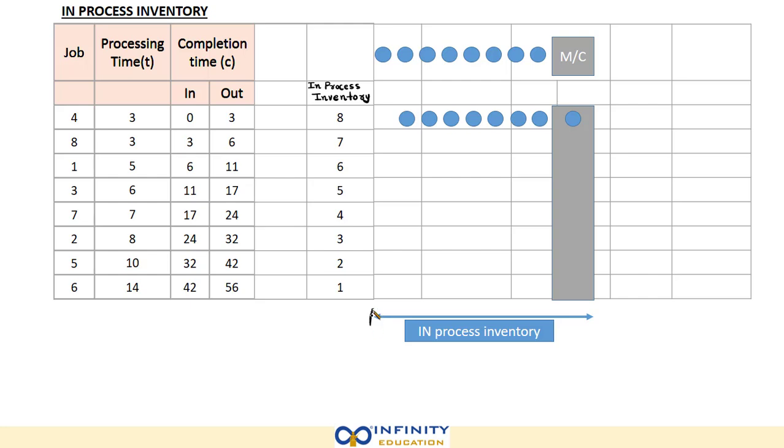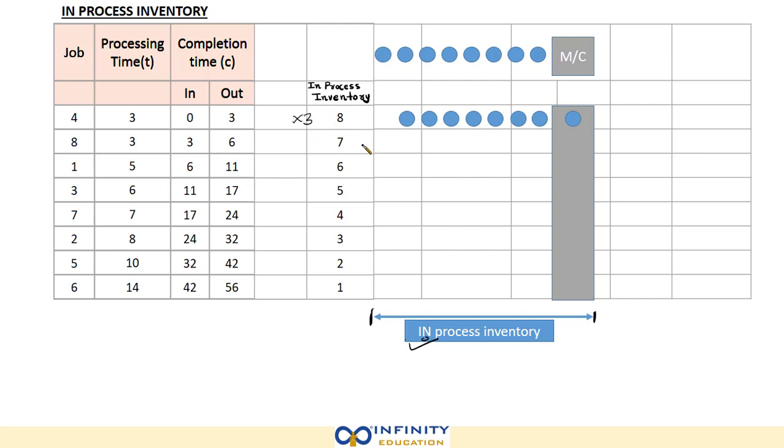So the waiting jobs, together with the jobs which are already in processing on the machine, are called in-process inventory. Over here these 7 jobs are waiting and this 1 job is in operation. So in total 8 jobs are in process, right? So the 7 jobs have to wait till this job is processed. It means they have to wait 3 minutes.